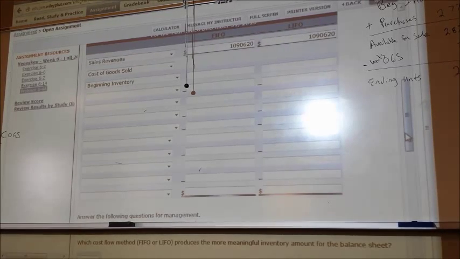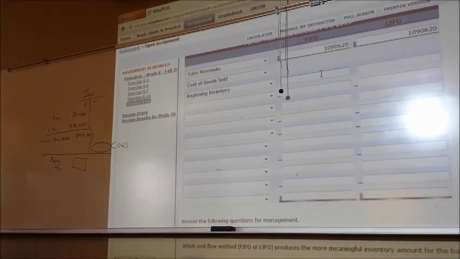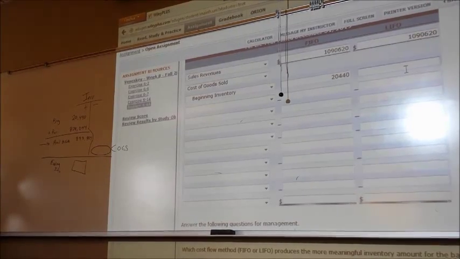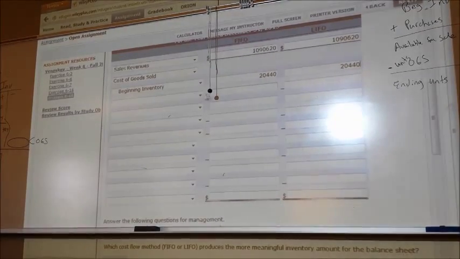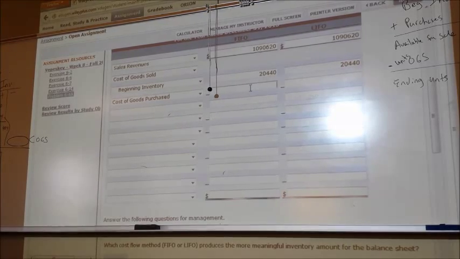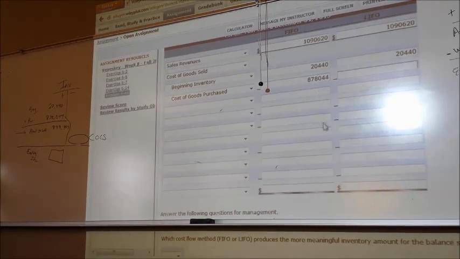The problem tells us what our beginning inventory is. I have that in my T account here: 20,440. Is the LIFO number going to be the same or different? Same. I'm going to place that in. What do I need to know next to get my cost of goods sold? Cost of goods purchased. Good. And I have that here too: 878,044. LIFO, same or different? Same. I still bought the same stuff. Still haven't sold anything yet.